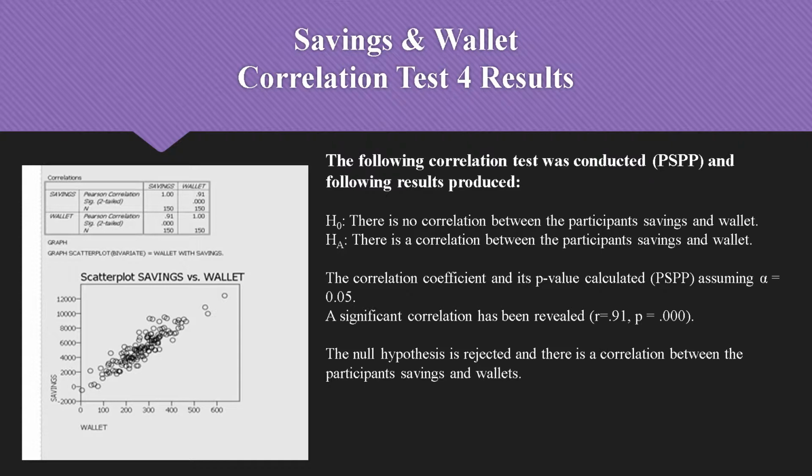R equals 0.91, P equals 0. The null hypothesis is rejected, and there is a correlation between the participants' savings and wallets. Here there's a relatively strong correlation between the two, as indicated on the graph at the top left and the scatter plot savings versus wallet.